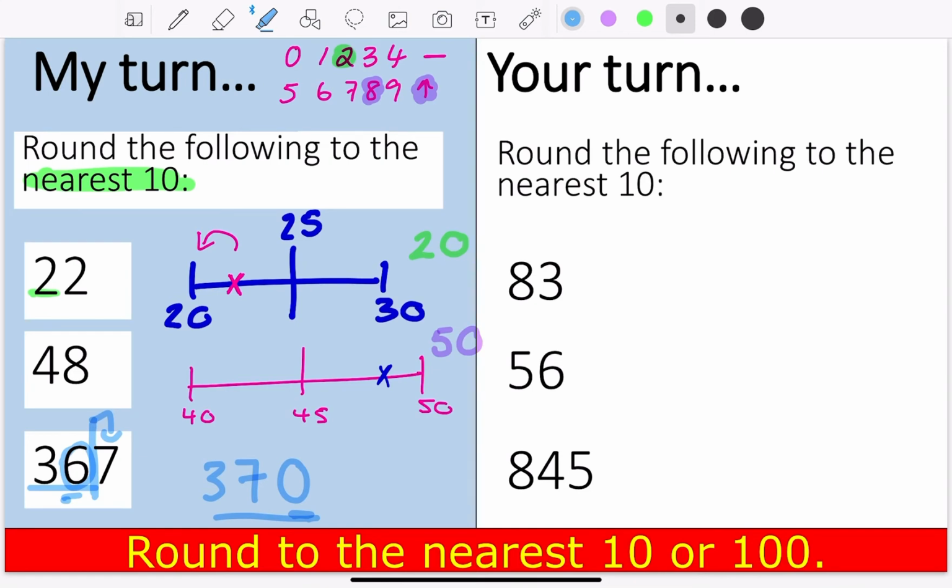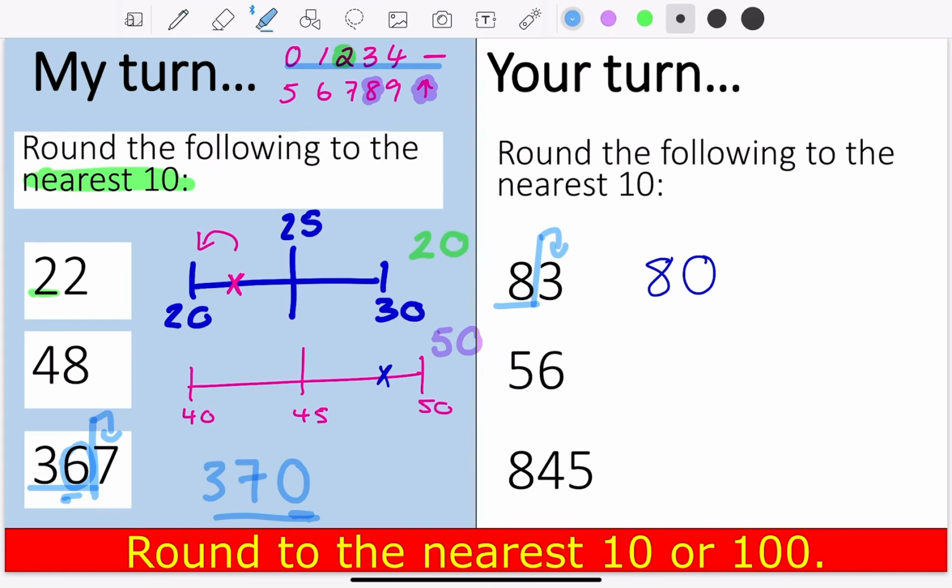Your turn. So for each of these, we're once again going to round to the nearest 10. I'm going to use the slightly shorter method. If you do want to go drawing that number line, you can. However, I'm going to show you the shorter method for these. So 8 is my 10. It's in my tens column. Its neighbour is 3. 3 we know from our rule is going to keep us the same. So my answer is just 80.